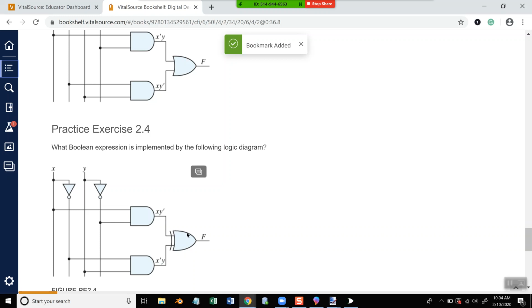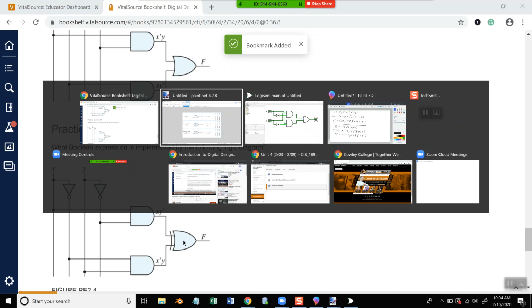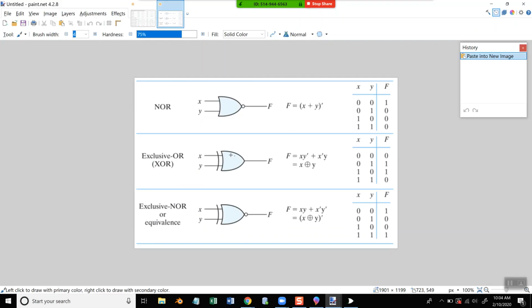This looks like an OR gate, but then it's got this extra line on here. If it looks like an OR gate and you've got the extra line, this is referred to as an exclusive OR. And we'll talk more about that two sections from now. But basically, you take your two inputs into it, and you put this symbol in here between them. So you've got your plus.